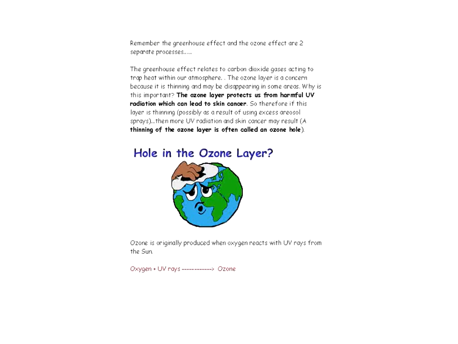So remember that the greenhouse effect is something different from the ozone effect. The greenhouse effect, again, relates to carbon dioxide gases and heat trapped within our atmosphere. The ozone layer is a concern because it is thinning and it may be disappearing in some areas. Now, why is that important? Well, the ozone layer protects us from harmful UV radiation, which can lead to skin cancer. So if the layer is thinning, then you're going to have more UV radiation and skin cancer as a result.